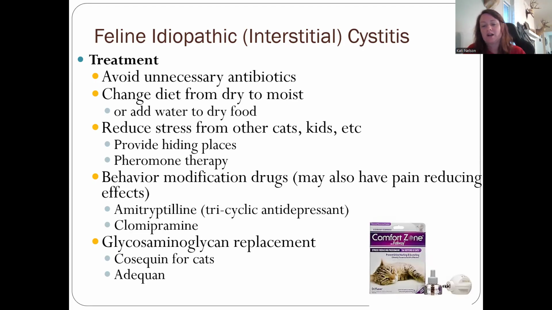Change diet from a dry diet to maybe a wet diet. Cats literally only drink enough water to survive, and so providing them with additional water sources, like feeding them wet food, is sometimes the only option. Reduce stress from other cats and kids, and provide hiding places. They tend to like cat trees that are up high.